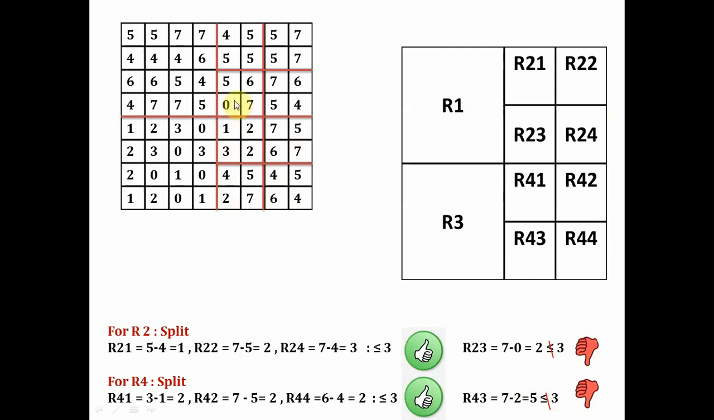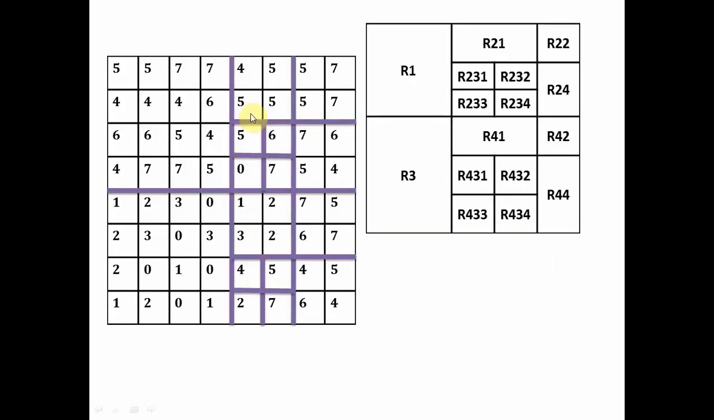Now in this image, again R23 and R43 are not satisfying the condition. Again you will go for four-part splitting. So that will be another step. You need to keep going until the final splitting into one single unit cell.